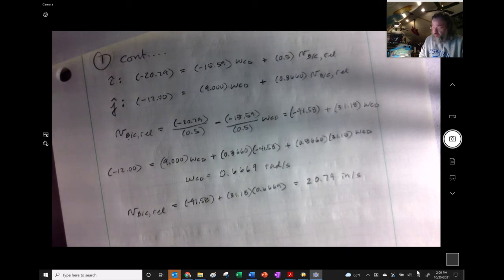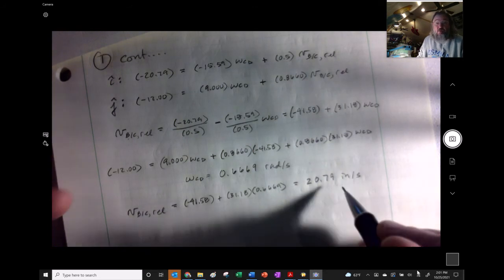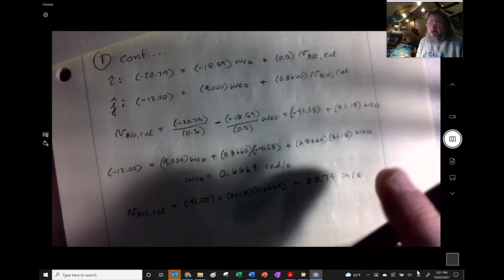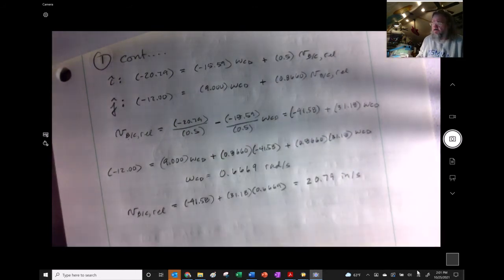41.58 and 31.18 and 0.866. Nope. 0.6669. Yeah, and then subtract. So that's okay. So I might change what we're trying to find here because this is going to be a really long problem.